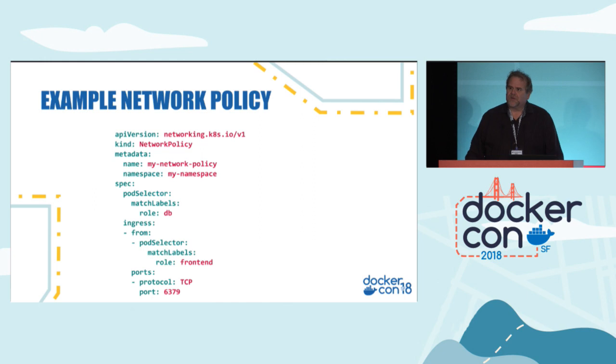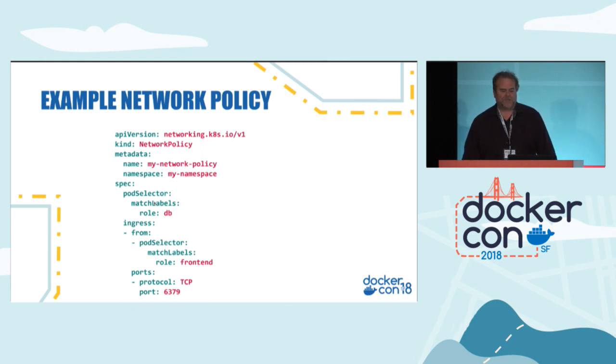So this is an example of a network policy. In this case, what you can see is you give it a name, you identify what namespace it runs in. Calico can also do global policies. That's an extension on Kubernetes policies. You can write a policy that spans multiple namespaces in Kubernetes.